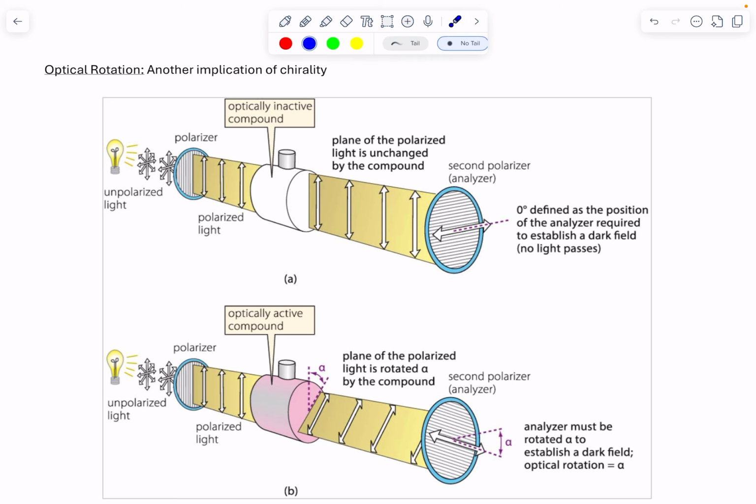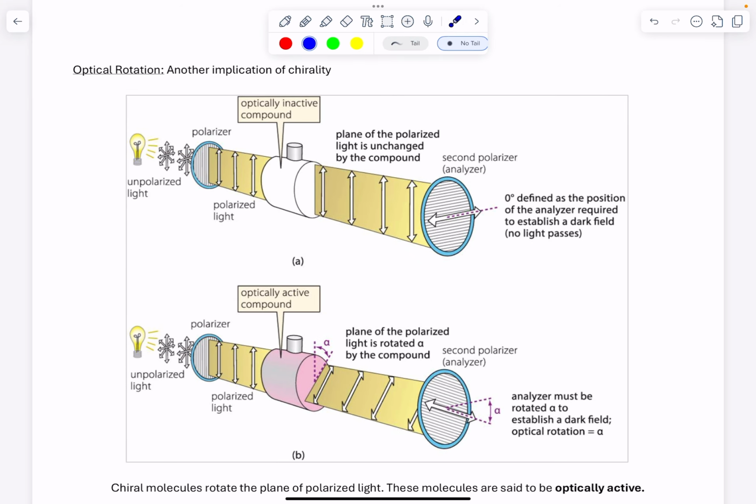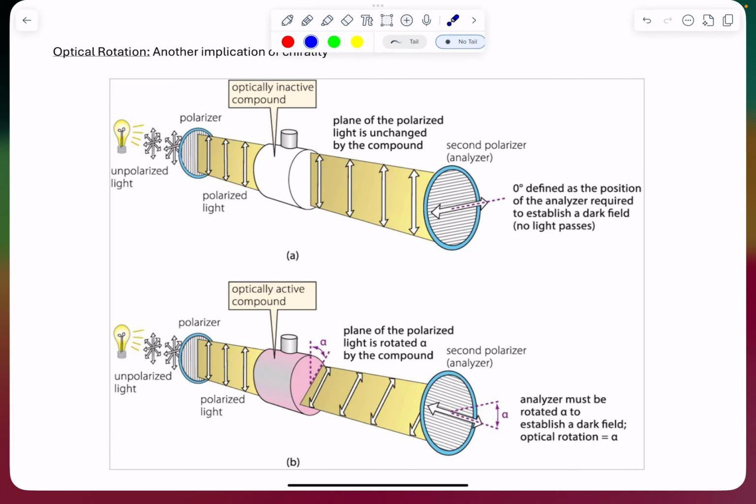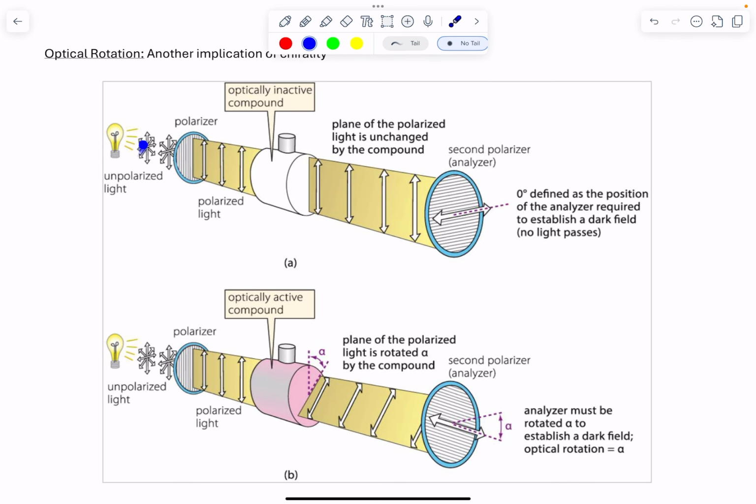So let's just start with this first part of the image here. If you start with a light bulb, like here, light bulbs have light emitting in all different directions. And so that's what these arrows are indicating, that light is coming out of that light bulb in a bunch of different directions. So that we call unpolarized light.